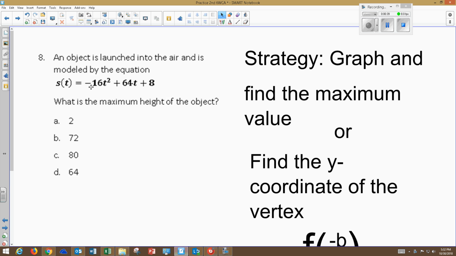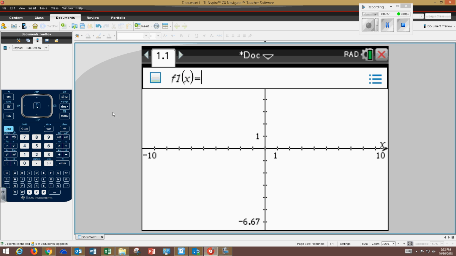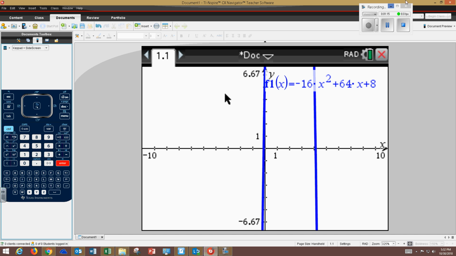Now notice that this is a function dependent on the variable t. The TI-Nspire does not graph functions of t, it graphs functions of x, so we're going to change t to x in our graphing. Let's go to the home screen and enter negative 16x squared plus 64x plus 8. I believe that was a plus 8. Let's press enter. There's our graph.